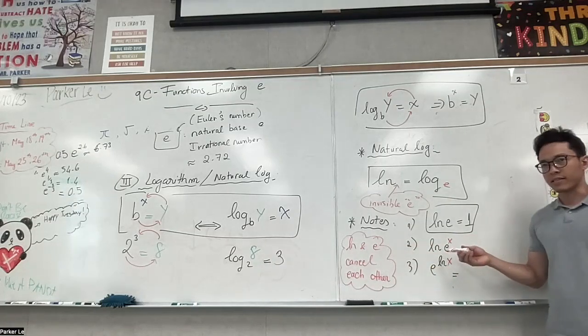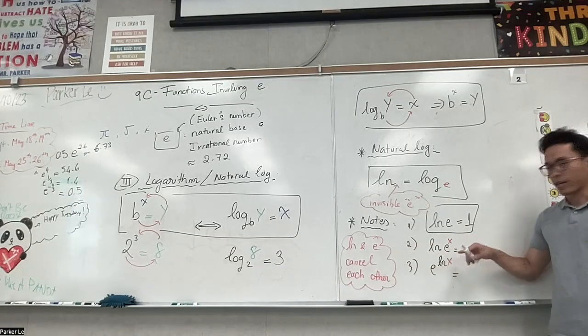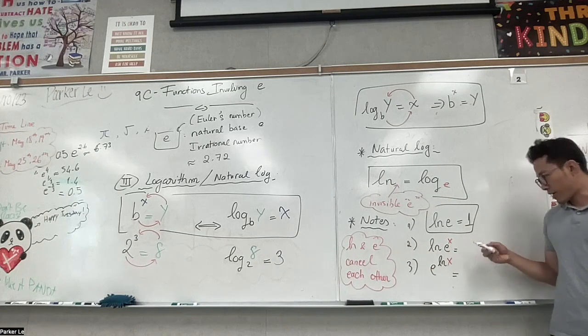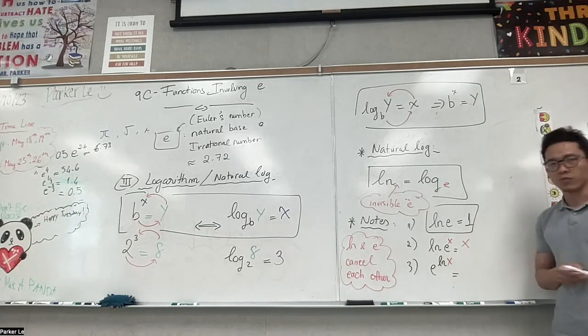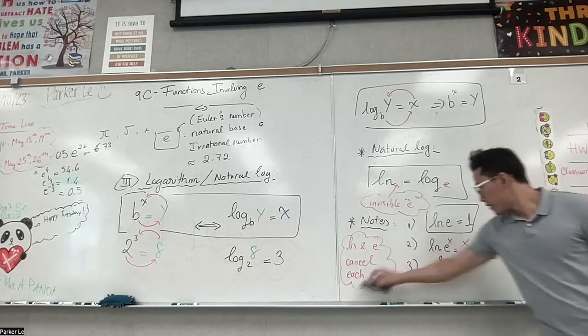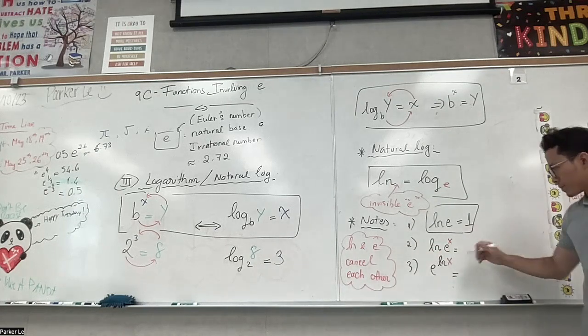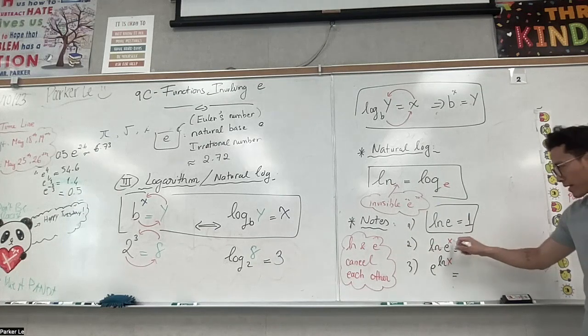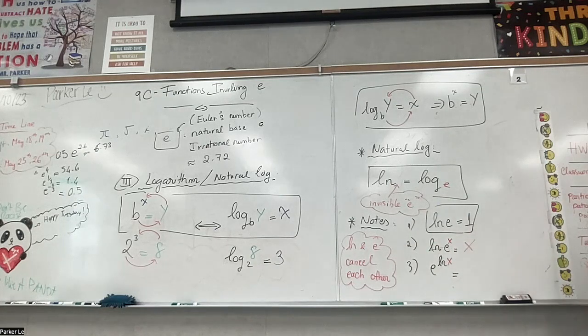Okay, let's look at this. You see ln and e? Can someone guess what is the answer? Very good, 1 point for Orlando. When you see ln and e, you can just cancel it out. And what do you have left? x is equal to x.